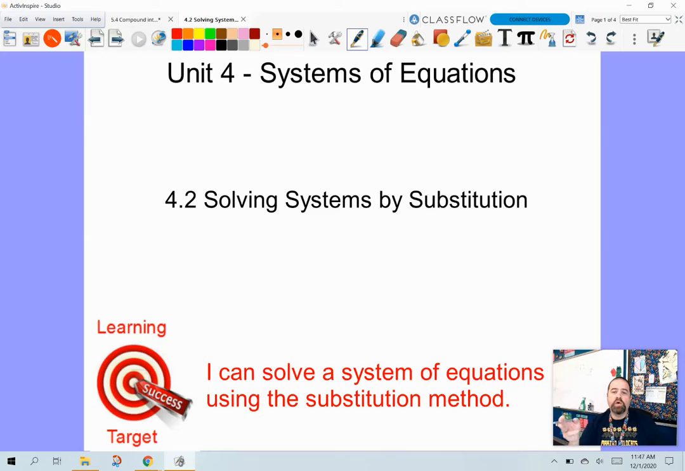So good news, no graphing today. But I want you to keep in mind that when I give you a system, I'm giving you two equations for two lines, and our ultimate goal is trying to find where they cross. Now we're going to do that without graphing from here on out.